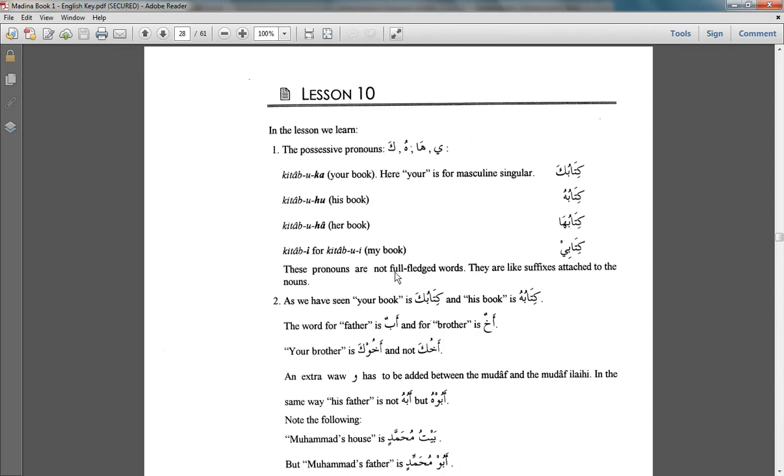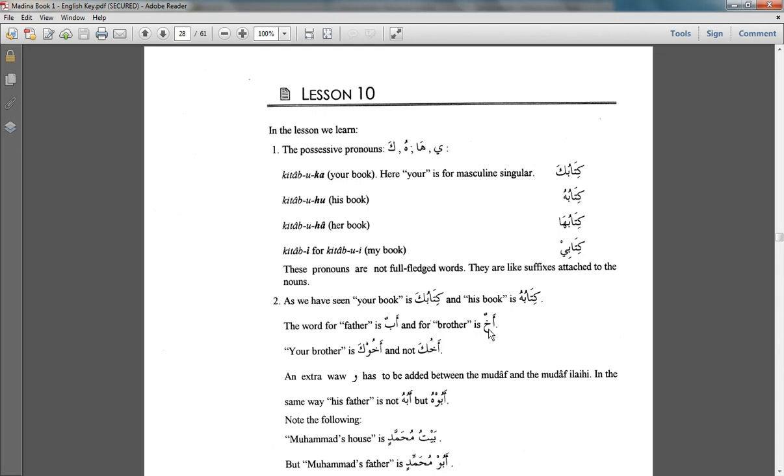These pronouns are not full-fledged words. They are like suffixes attached to the nouns. So those dhama'ir basically don't come by themselves. You have to have a noun attached to them. As we have seen, your book is kitabuka, his book is kitabuhu. The word for father is abun and for brother is akhun.